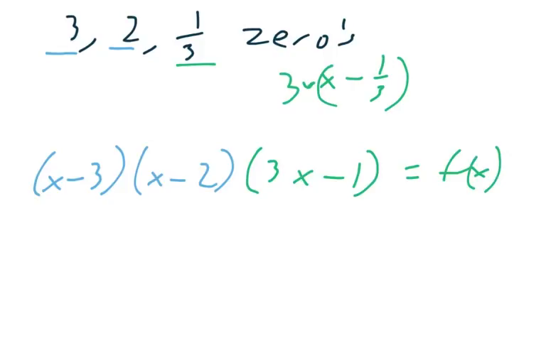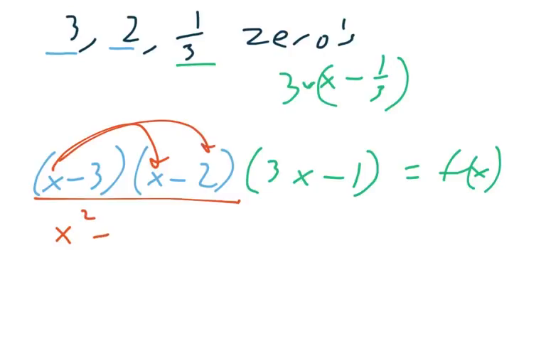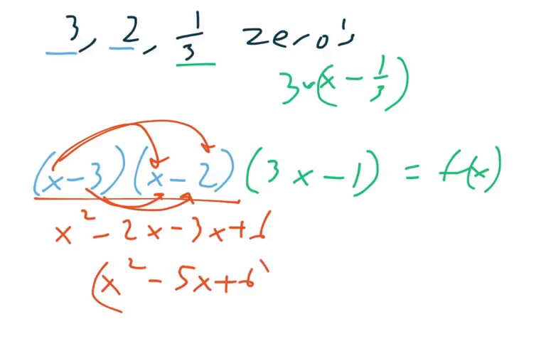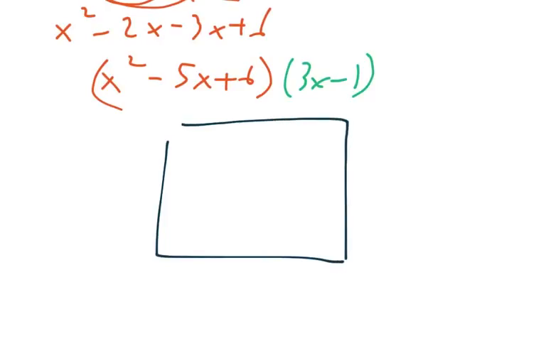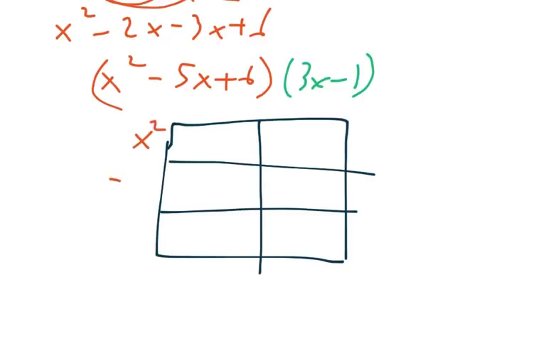So how are we going to multiply these together? I am first going to multiply these two because you can only do these two at a time. X times x is x squared minus 2x minus 3x plus 6, which gives me an answer of x squared minus 5x plus 6. But I need to multiply this by 3x minus 1. So here's x squared minus 5x plus 6 times 3x minus 1.